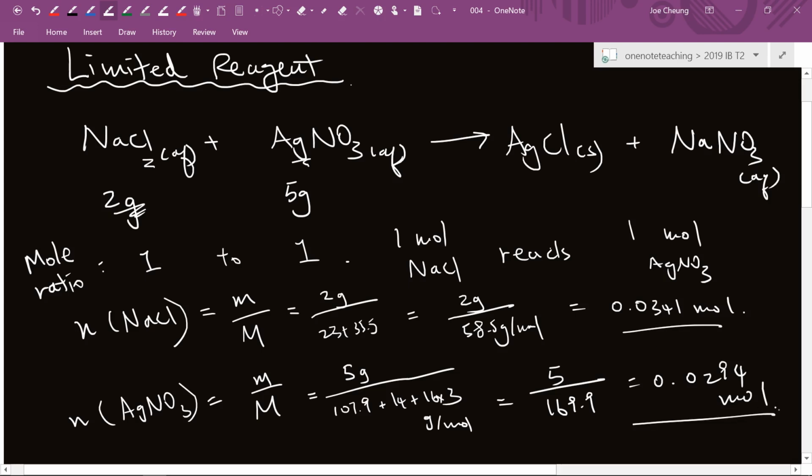Now we have 2 values. Which one is limiting now? We can see the smaller value is actually coming from the AgNO3. And we come to the conclusion that our silver nitrate is actually the limiting reagent, not the sodium chloride. And sodium chloride is what we call in excess.